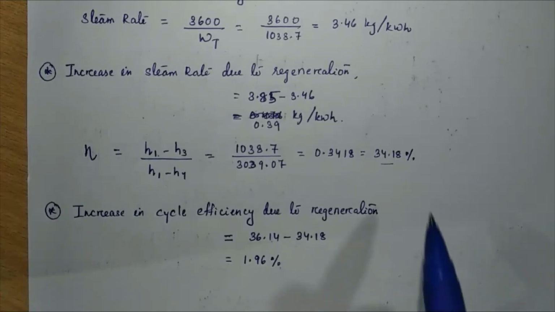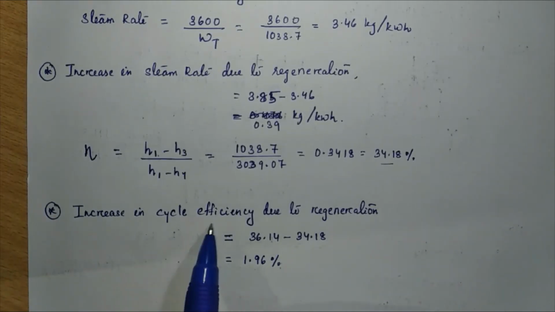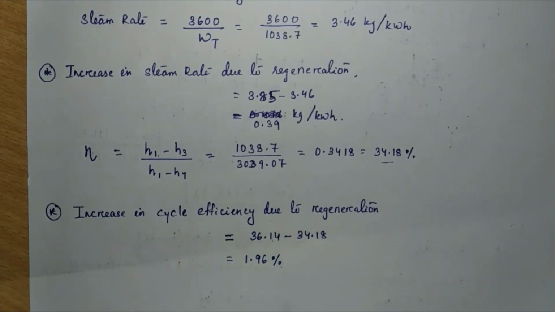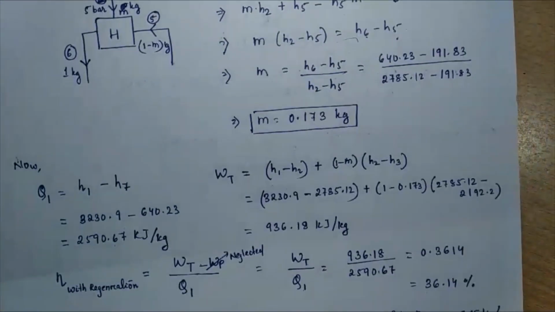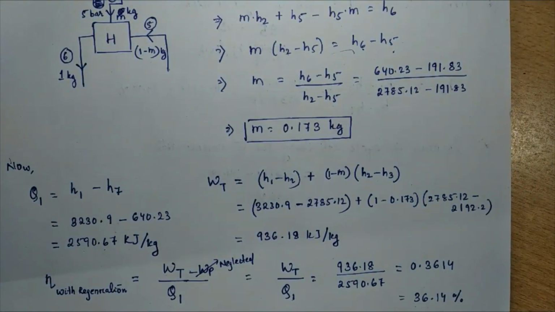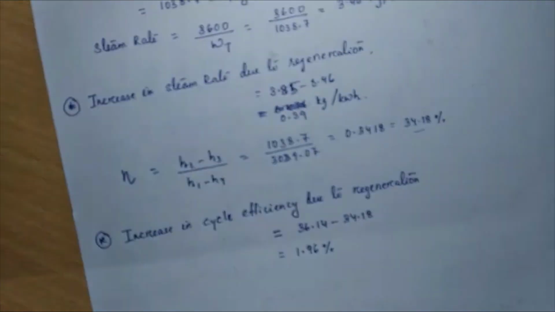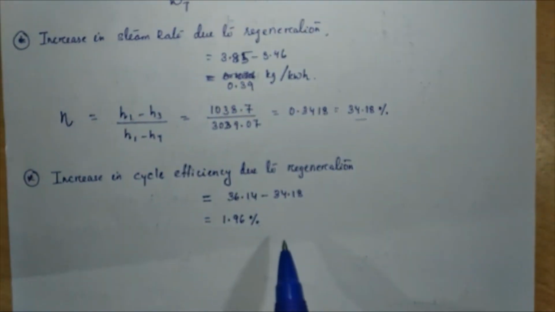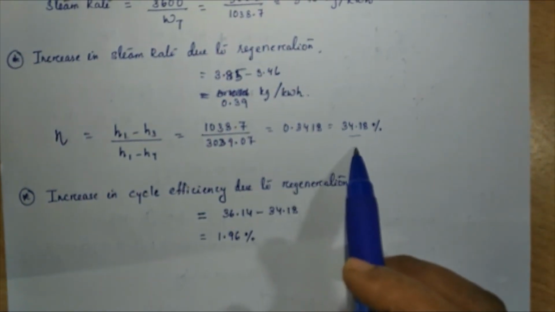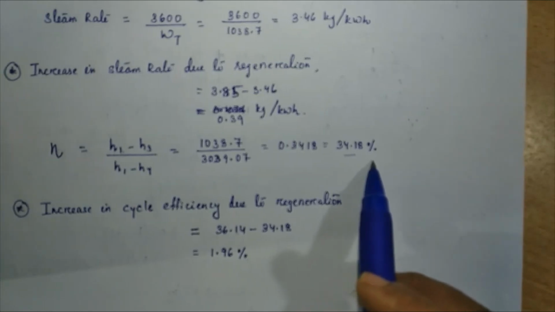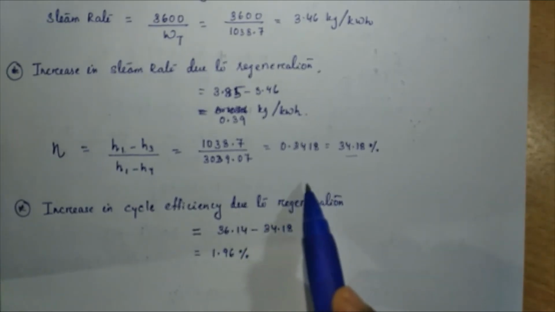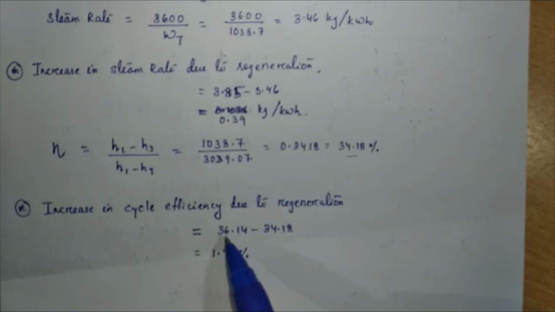Now, increase in cycle efficiency due to regeneration. With regeneration, the efficiency is 36.14, and without regeneration, the efficiency is 34.18. By substituting this, just subtract the two values, and we get 1.96%.